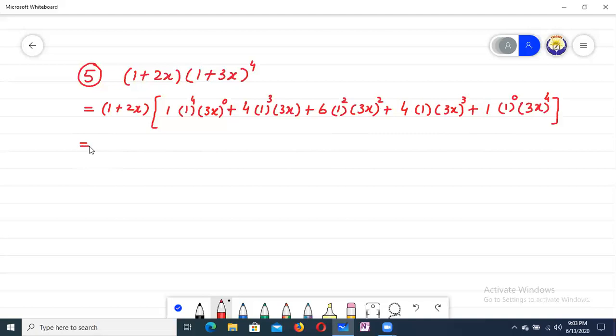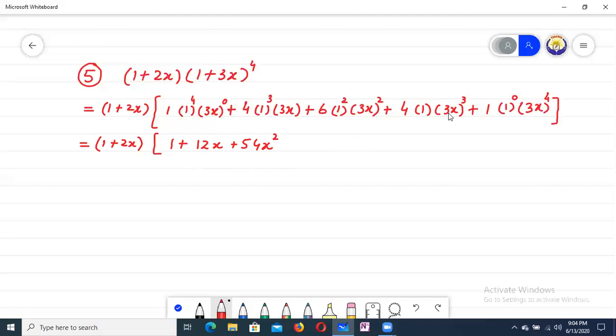Now, this 1 plus 2x as it is into, here will be 1 into 1 raised to the power 4 is 1, and anything raised to the power 0 will be 1. Here everything will be 1. Here 1 cube is 1, 4 3s are 12x. Now only we are doing the simplifications. This 3 square is 9, 9 6s are 54x square.